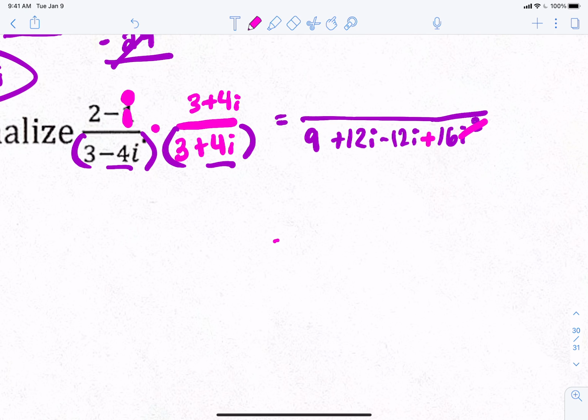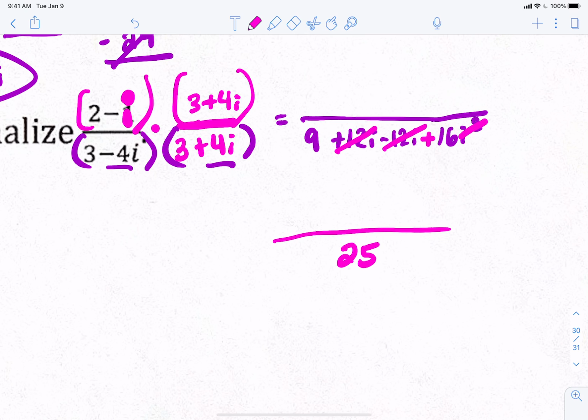What else do we know about the bottom? 12i and negative 12i. That will always happen. If it doesn't happen, then you did it wrong, because you're going to end up with i in the bottom, and that's what we're trying to avoid. 9 plus 16 gives me 25 in the bottom, and then we're done. Now, the top we have to also FOIL.